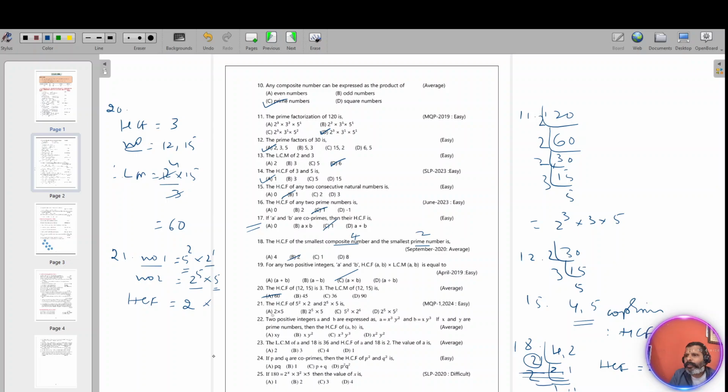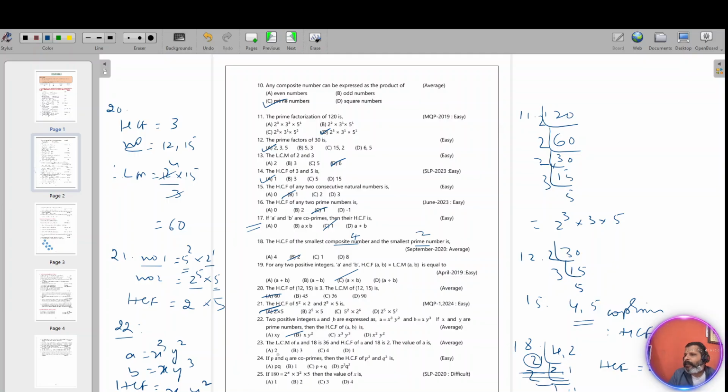Next, two positive integers A and B are represented by x cube y square and x y cube. Remember, this is an important question because we are taking LCM and HCF for algebraic terms. That is, A is equal to x cube y square, B is equal to x y cube. Then HCF is what? As in the previous question, pick common factors with the least power for HCF. So x cube and x are there, x will come. y square and y cube are there, y square will come. So x y square is the HCF.